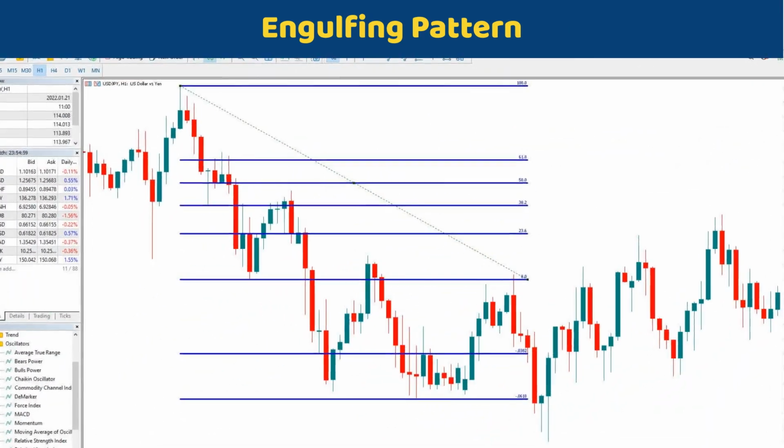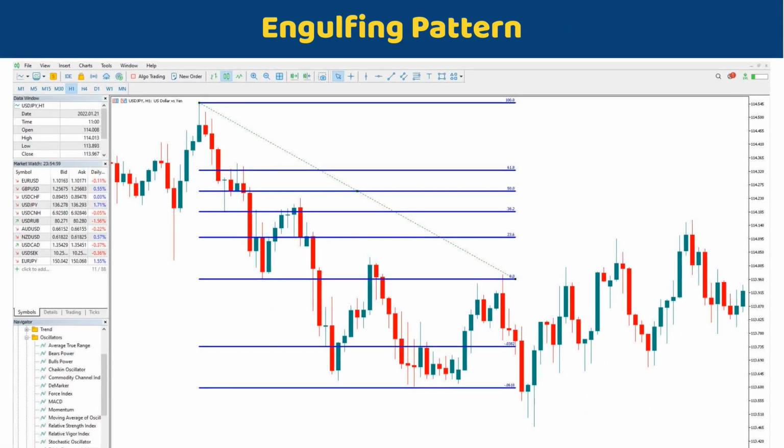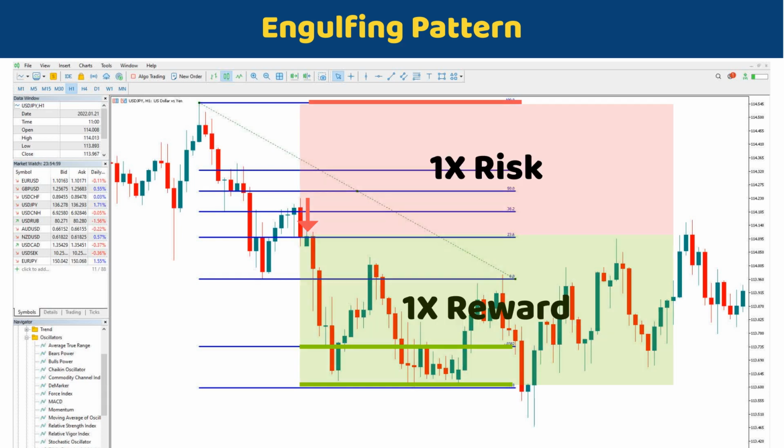In this first example, we have a downtrend. We've drawn the Fibonacci levels from the swing high to the swing low. At the 38% retracement level, an engulfing pattern forms and we place our entry at the open of the next candle. We set our stop loss at the 100% retracement and set our two take profits at the extension levels. This trade resulted in taking profit at both target levels, giving us a risk reward of 1-to-1.